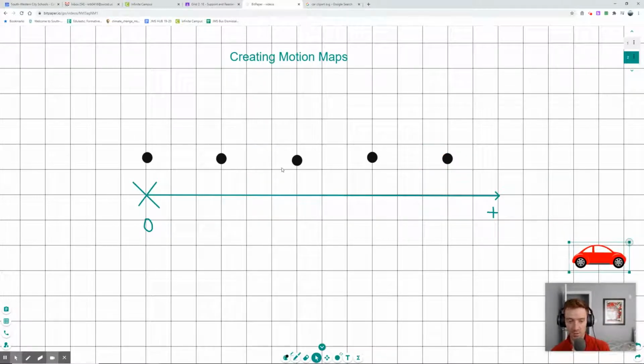Now we're going to label the time. Time equals 0 seconds is the first dot. That's where the car was before anything started, before any motion happened. Once the car started moving, the next dot is time equals 1 second. The following dot is time equals 2 seconds. Then time equals 3 seconds, then time equals 4 seconds. So this is the motion of the car after 4 seconds. Now, it's just showing us the position.